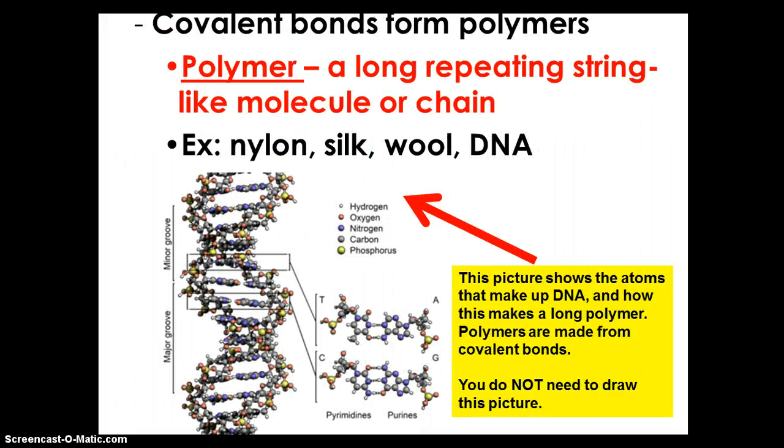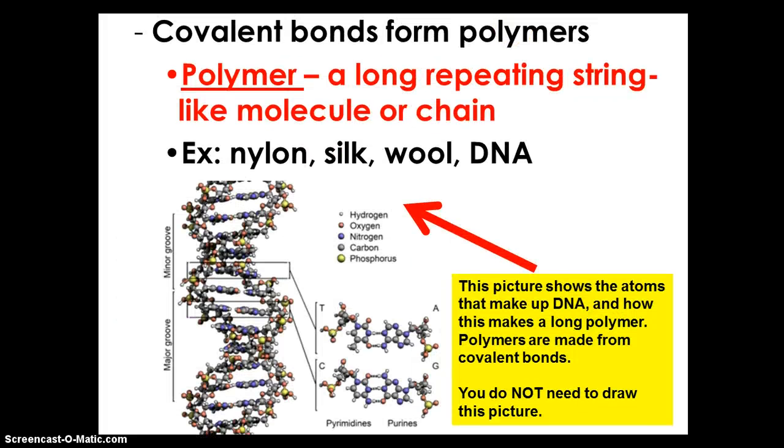Covalent bonds also form polymers. Polymers are long repeating string-like molecules or chains. So for example, nylon, silk, and wool, and even DNA are in long chains. So those are called polymers. Some are shorter chains, some are longer chains.